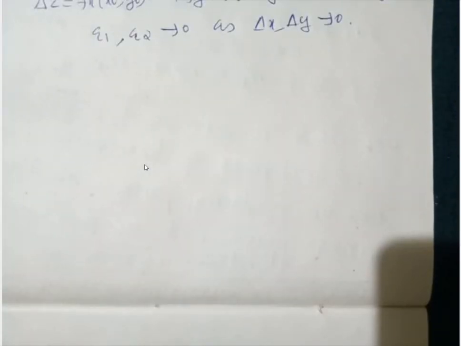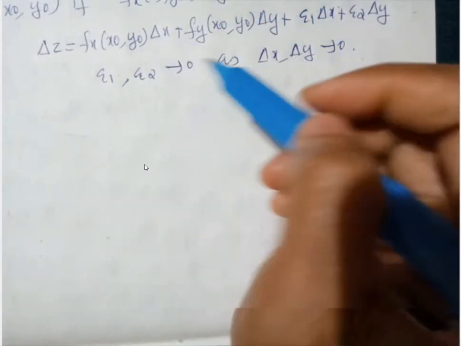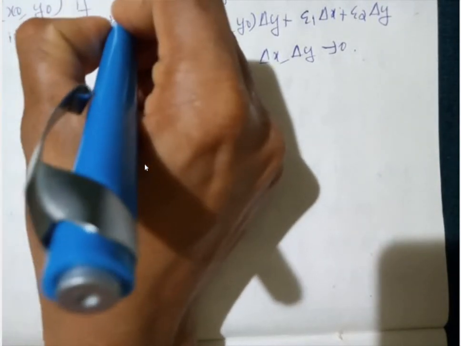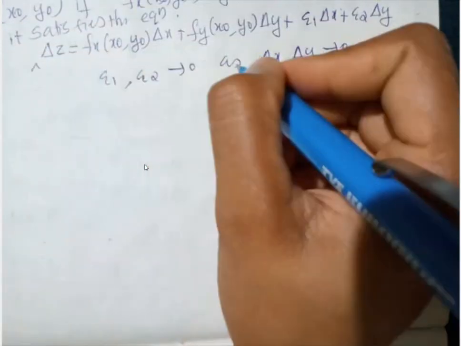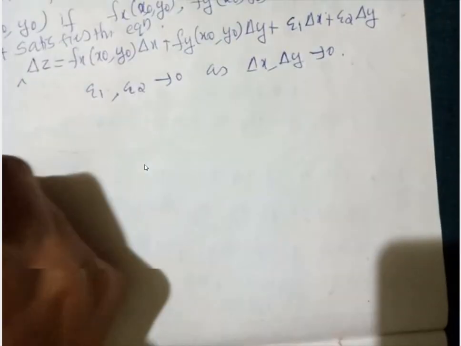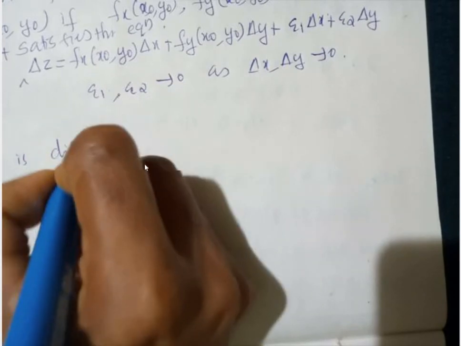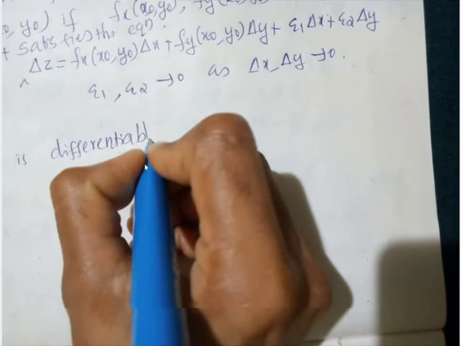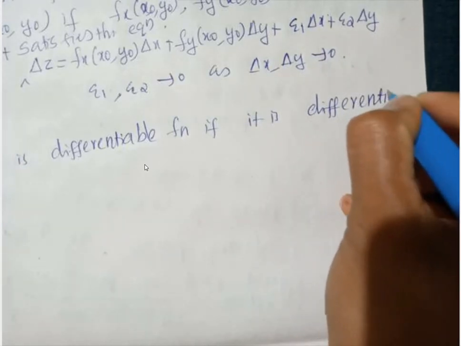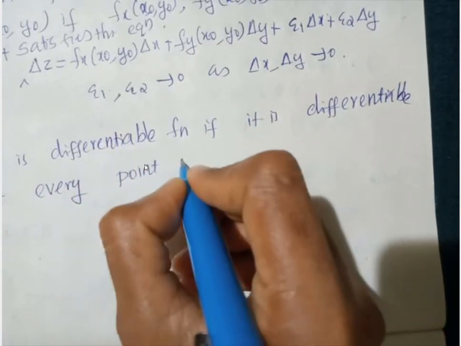So this is a definition, and a function f(x,y) is differentiable at this point if this exists and it satisfies the equation delta z equal to this type of equation at the point (x0, y0). F is a differentiable function if it is differentiable at every point in its domain.